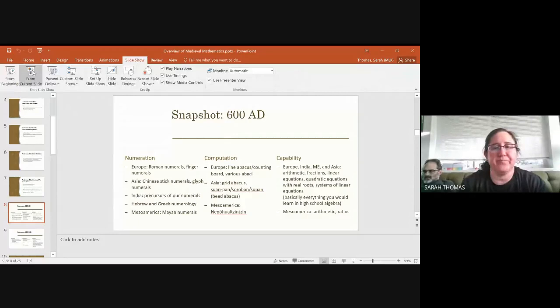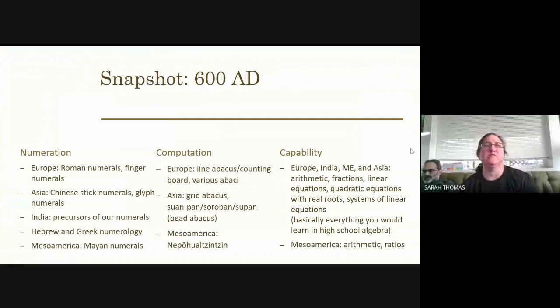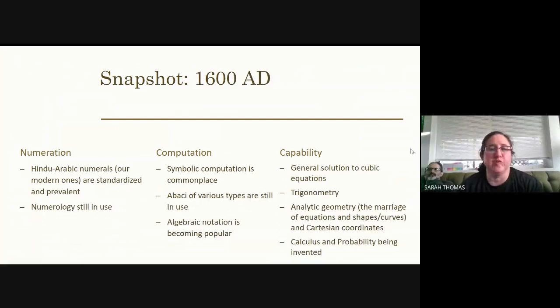Okay. In Mesoamerica, they could do arithmetic and they could do ratios. Now, the way they did their math is very different from the European model. So that's something we'll talk about in a minute. By 1600 AD, here's what things looked like. They looked a lot more modern than it did in 600 AD, but it still wasn't completely there.